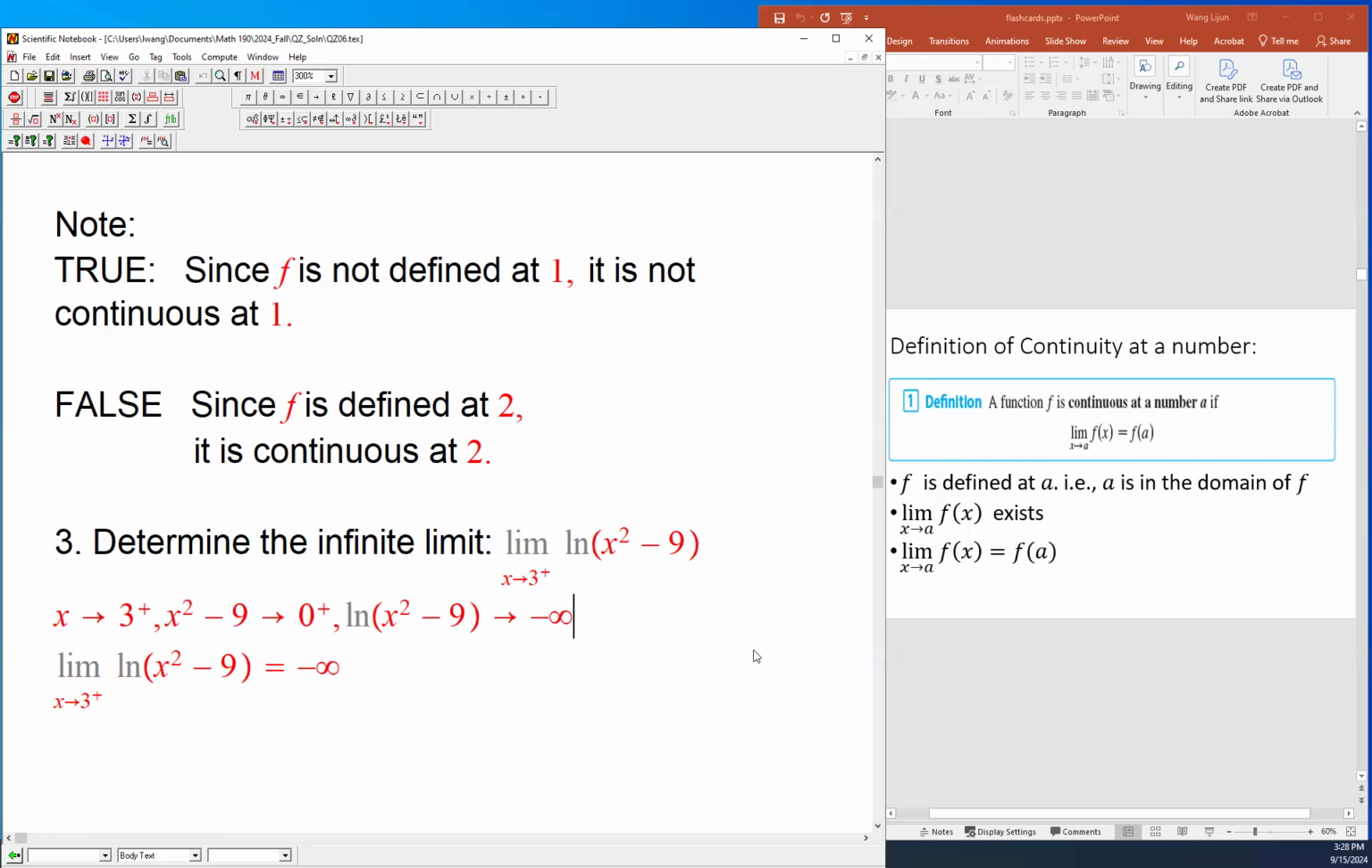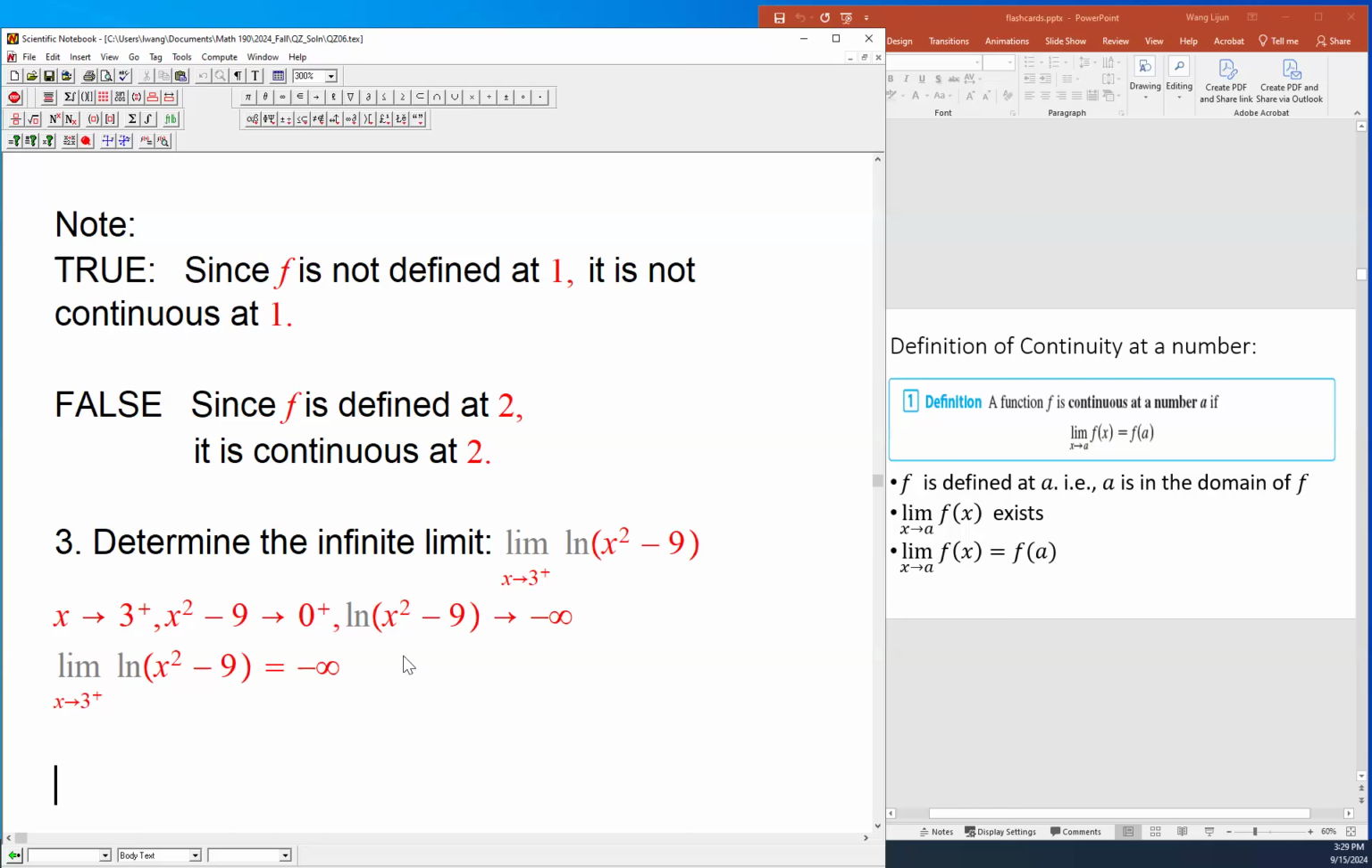Okay, the third one. Some of you did a substitution directly. No, you can't do substitution directly. So if you like to show work, this is how you show work. As x approaches 3 from larger than 3, x squared minus 9 approaches 0 from larger than 0, so the natural logarithm approaches negative infinity. Okay, that would be sufficient.